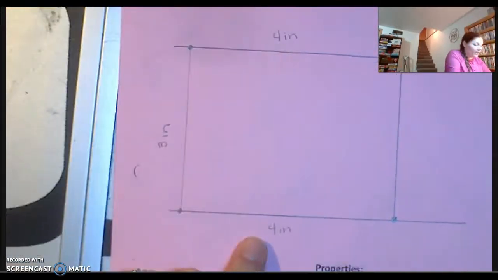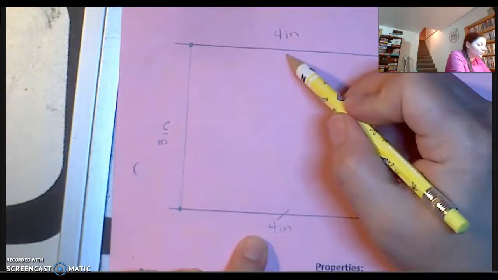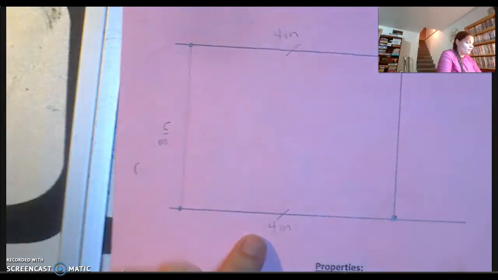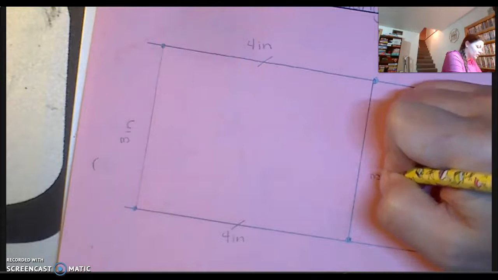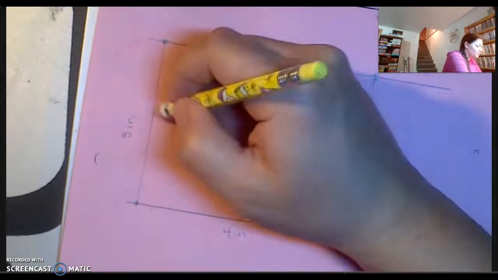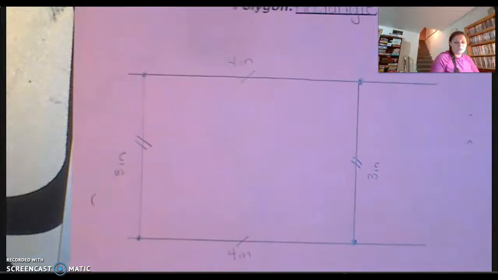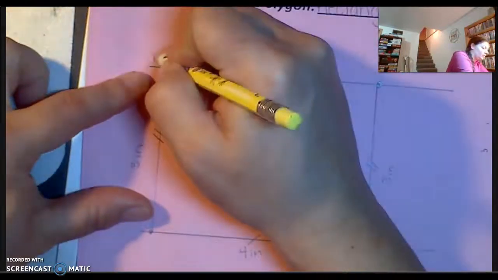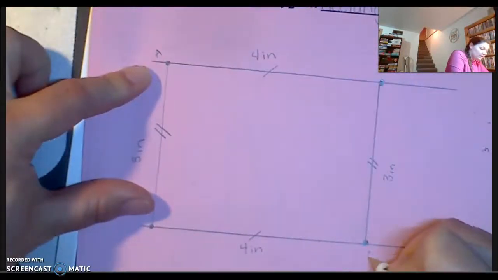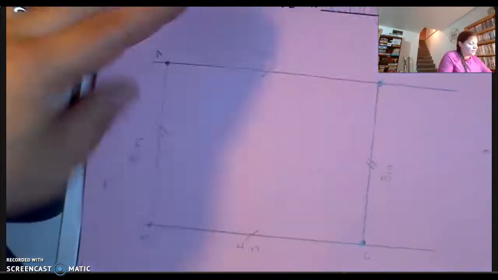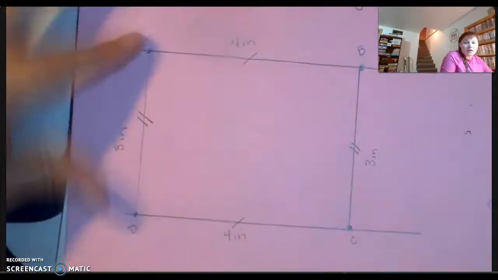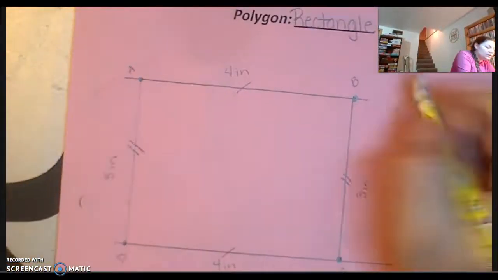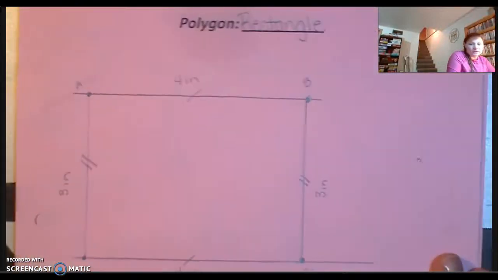And I'm going to mark that by putting a little line through the top and the bottom, showing that they are both 4 inches. And we measured this side over here, and we know it's 3 inches. So I'm going to put 2 lines through those, showing those are equal lines. So both this segment and this segment, we'll go ahead and name them A, B, C, D. So line segment AD and line segment BC are both equal to 3 inches. And we're going to write that off to the side. Let me make sure you can see.